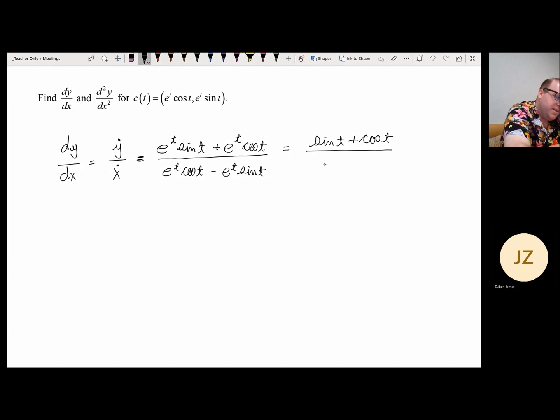That can, of course, be simplified. Or if you're like me and you want to be symmetrical, you just rewrite the order of the numerator. Doesn't matter.